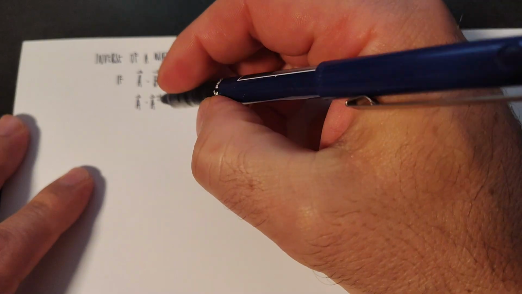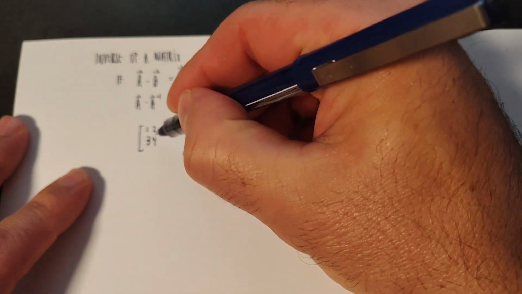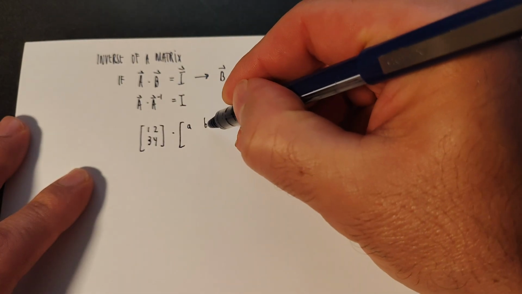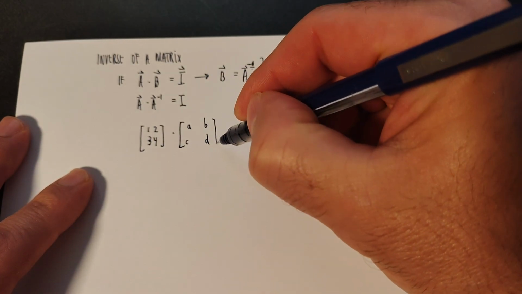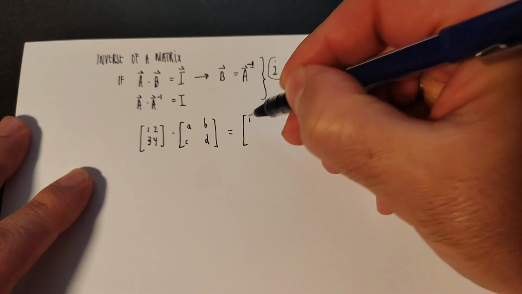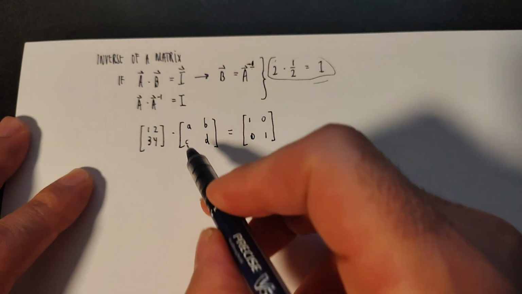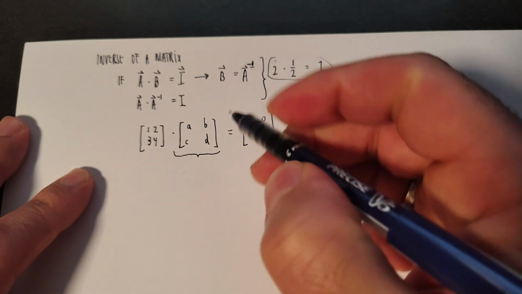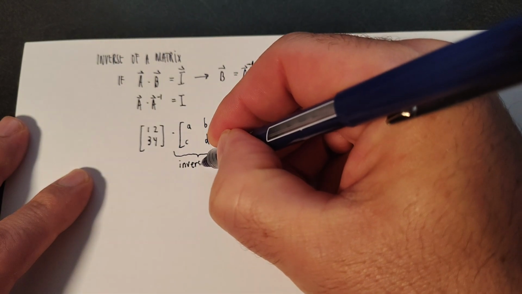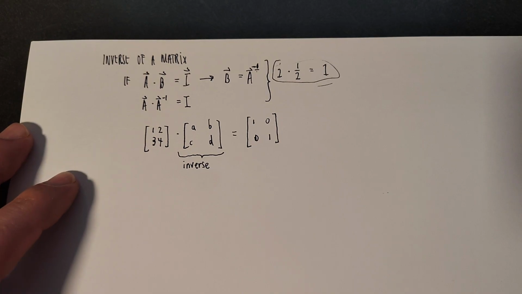So if we've got our matrix [1, 2; 3, 4], and we multiply it by some other matrix, [A, B; C, D], then it's going to give us this identity matrix [1, 0; 0, 1]. And then this matrix, by definition, is the inverse of this matrix here. All right.